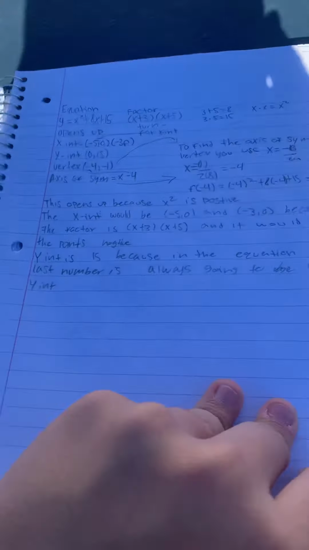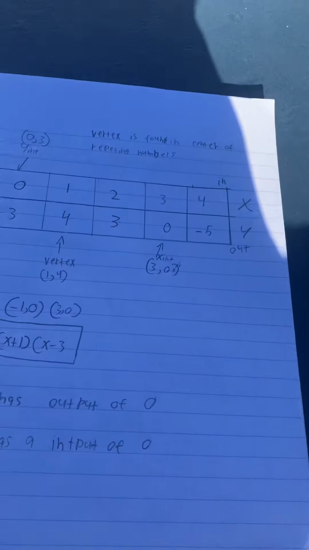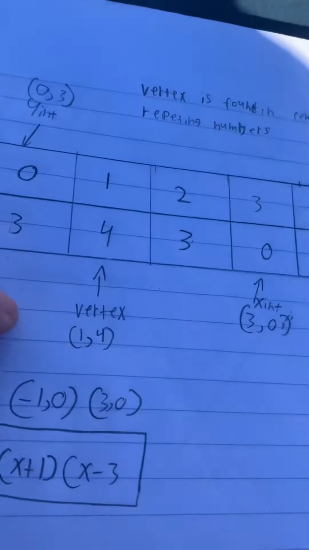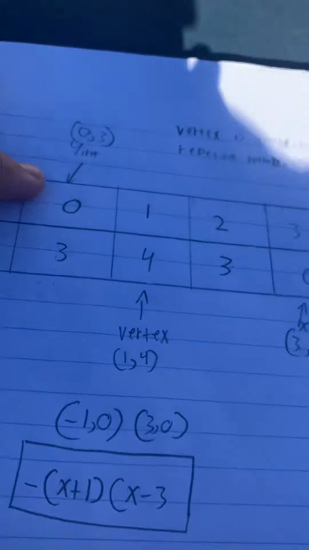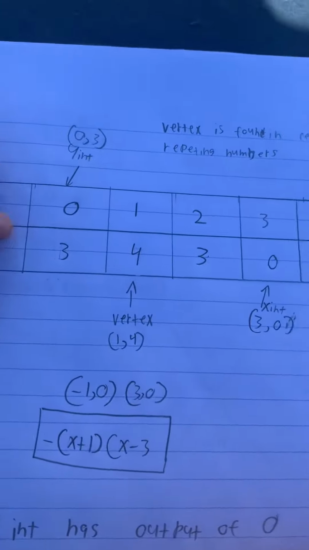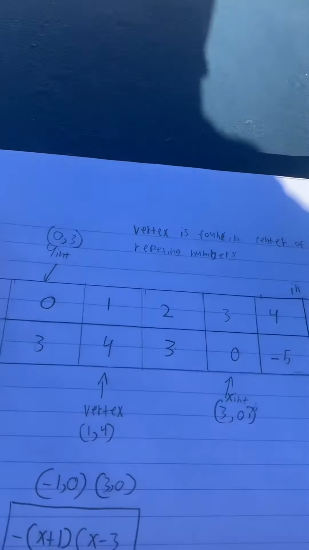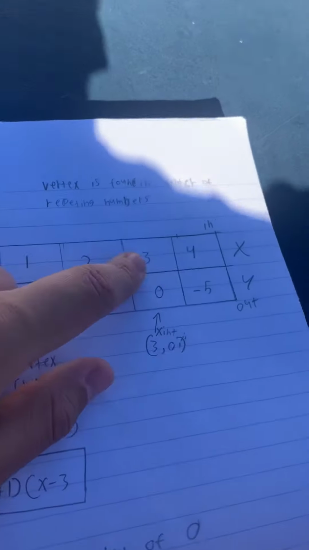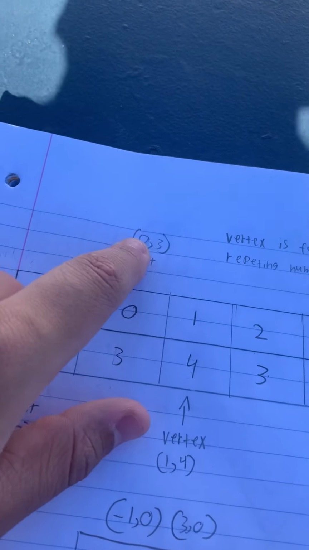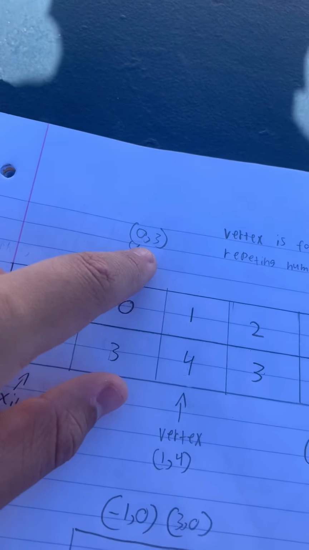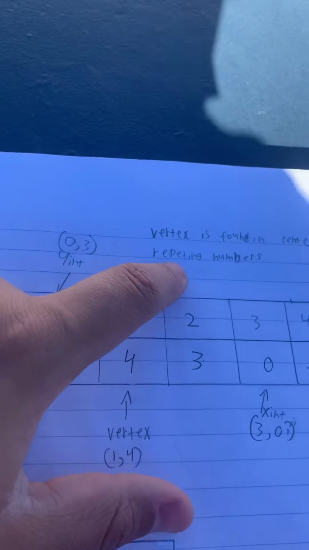So moving on to the chart. Here we have our inputs and our outputs. Right away, we know what is our y-intercept when we look at the input row. Which one has a 0? That's going to be our y-intercept. We have (0, 3). Here it is.